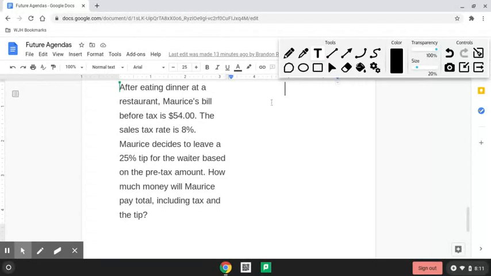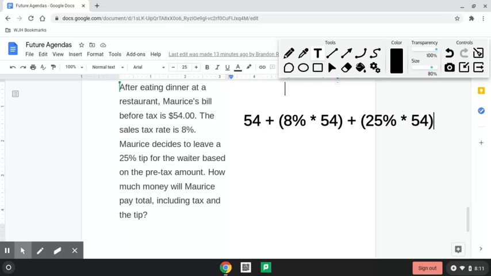So basically, the question is, what is 54 plus 8% of 54? We know that means times. And also adding 25% of 54. Now you can do it like that. You can do it just like this.